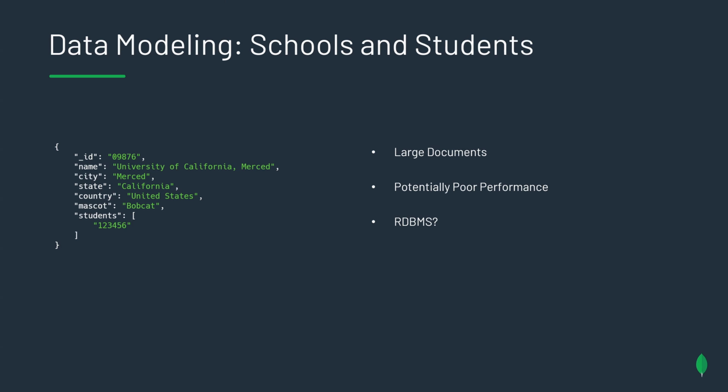So I'm going to throw out some random numbers here that make no sense at all. But let's say that each school gets 50,000 new students a year, and you're collecting 100 years worth of data. Well, that particular document, even if you're just storing short strings like that, it's going to get large. And there is a finite limit to the size of a document in MongoDB. The larger the document, potentially more poor performance.